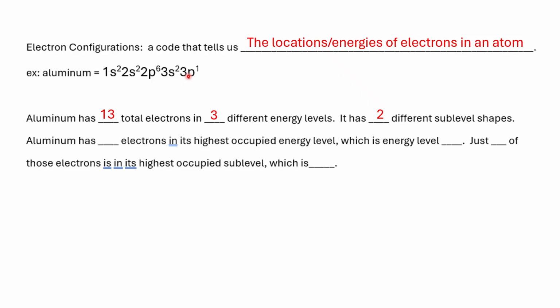All right, and then you could say how many does it have in its highest occupied energy level? Well, energy level 3 is the highest one I see, and it only has 3 electrons in that energy level. It has 2 in the 3s, and it has 1 in the 3p. And it only has 1 electron in its very highest occupied sublevel, because its highest occupied sublevel would be 3p, and it only has 1 there.